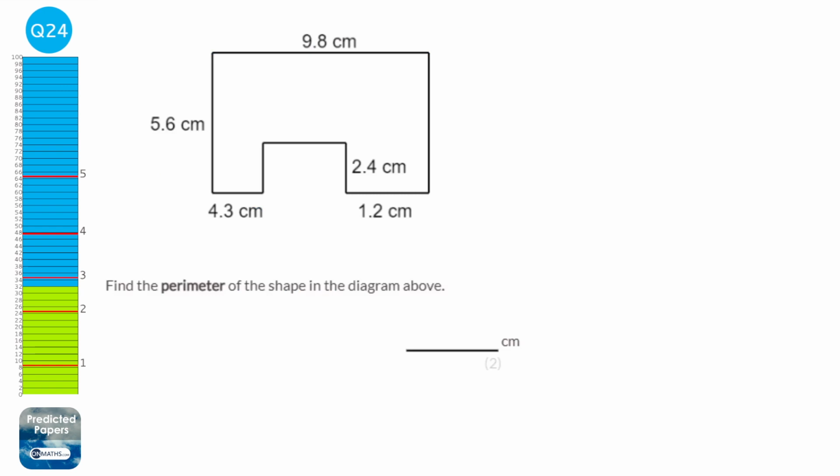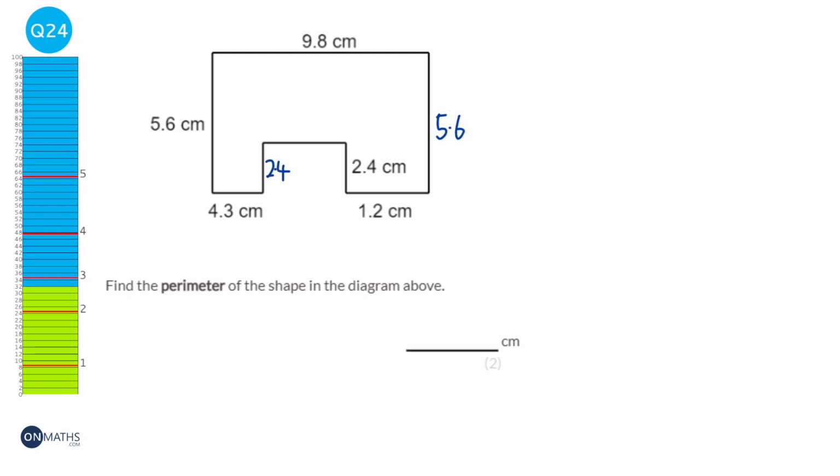The difficulty with finding the perimeter of this shape is we do have some of the lengths missing, so we're going to find the lengths that are missing first, and then we'll find the perimeter. So the one on the right here is going to be the same as the one on the left, so this is going to be 5.6. Same with the one on the left of the 2.4, so this will be 2.4 here.